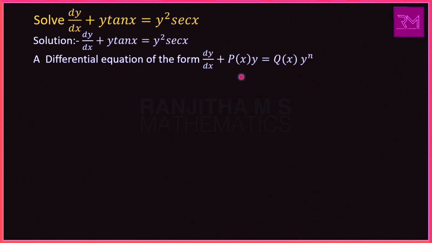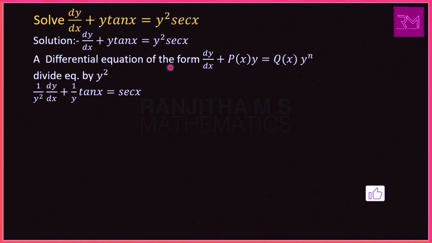We have to reduce this form to a linear differential equation form. We have to divide this term by y square. That is the next step. Dividing the equation by y square, we get 1 by y square into dy by dx plus, here y by y square gets cancelled, remaining is 1 by y into tan x, which is equal to secant x. Take this equation as equation number 1.